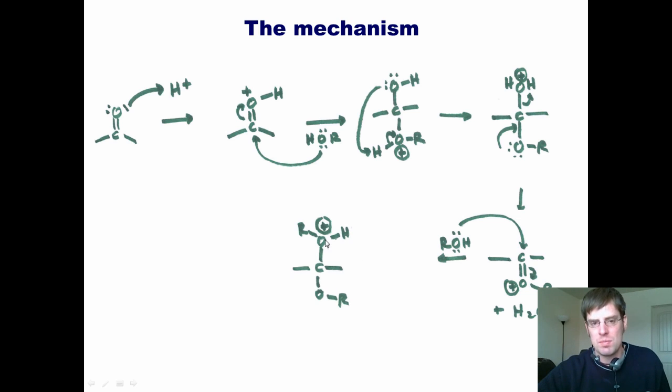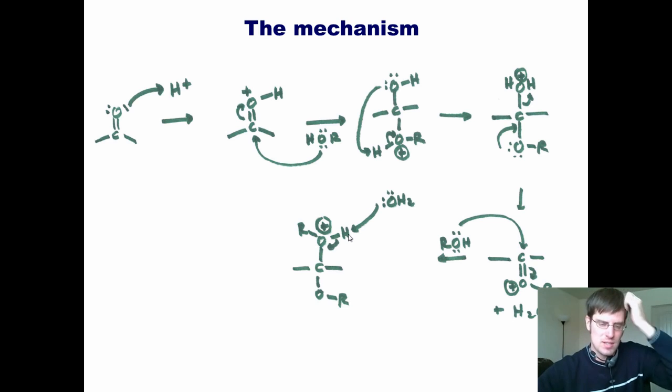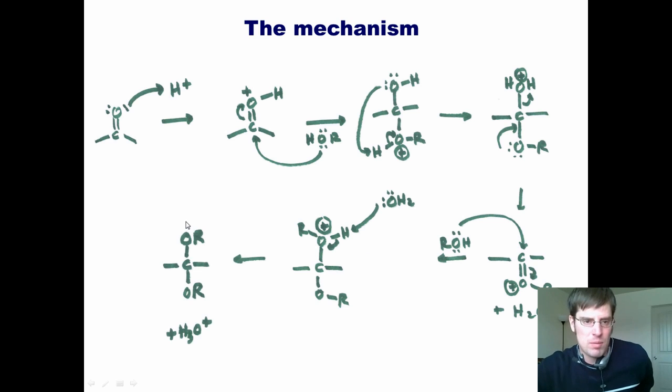To get rid of the positive charge on this oxygen, the water molecule that was generated in the previous step comes and deprotonates it and thrusts these electrons into that oxygen to neutralize that charge. That then gives me my final product, which is called an acetal, and releases protonated water, hydronium, as a byproduct. This source of acid can then act as the acid source to catalyze a second cycle of this reaction.